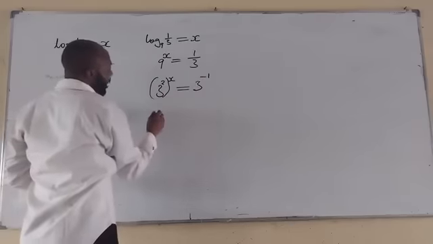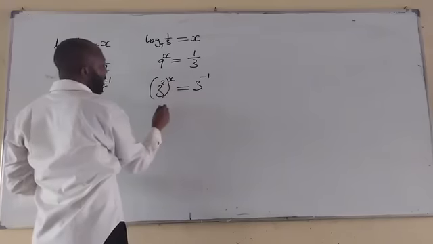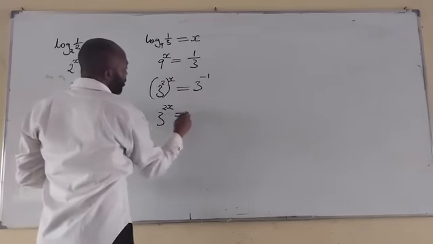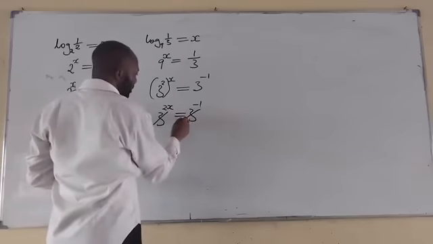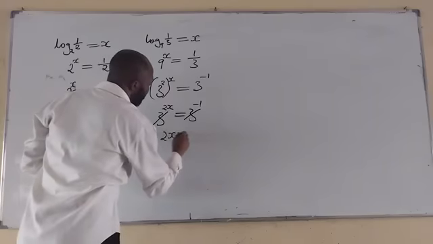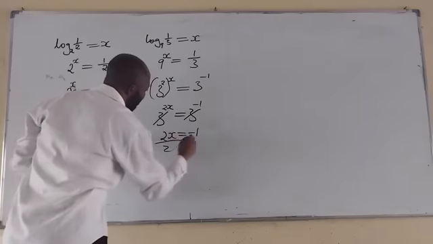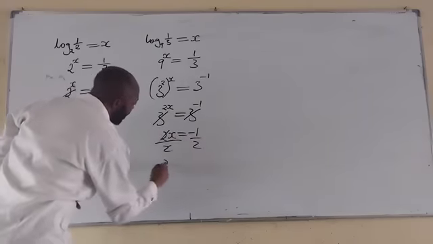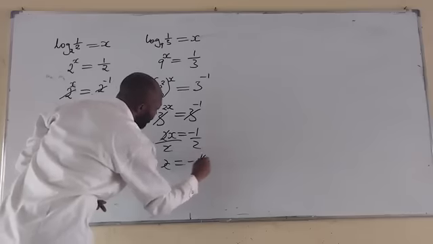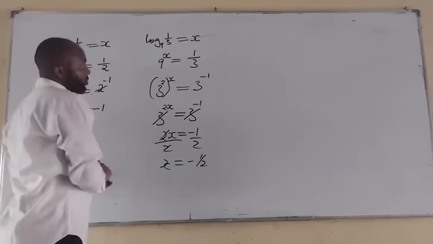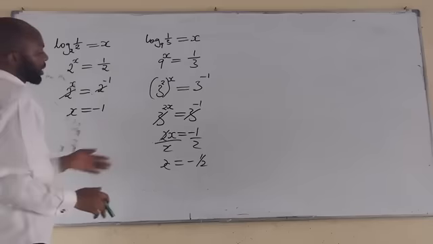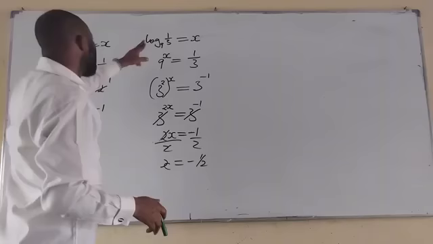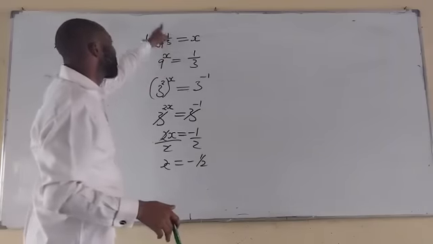On this side, I expand: 2 times x is 2x, and this is equal to 3 raised to the power minus 1. It means I can cancel the bases, and I have 2x is equal to minus 1. Divide both sides by 2, and x is equal to minus 1 over 2. So this is the number of times, minus 1 over 2, that 9 can be raised to give us this.